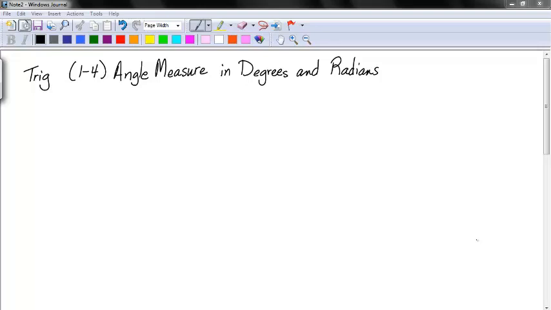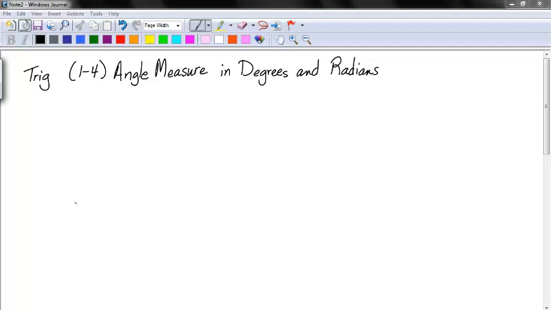Okay, so this is angle measure in degrees and radians. You're all used to working with degrees. If I say picture a 30-degree angle, you've got an idea what that looks like. If I say picture a 180-degree angle, you've got an idea what that looks like. If I say picture an angle that's pi over 4 radians, or pi over 2 radians, or 2 pi radians, right now, that's probably mush, right?